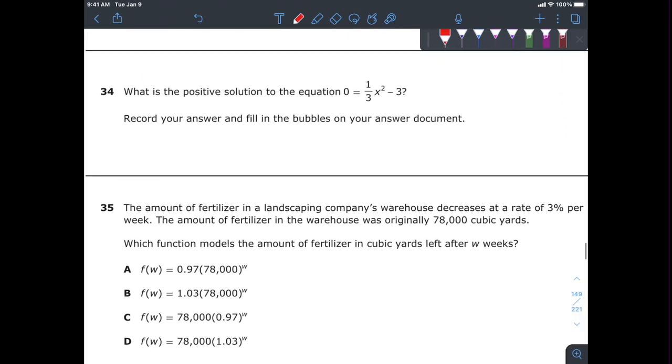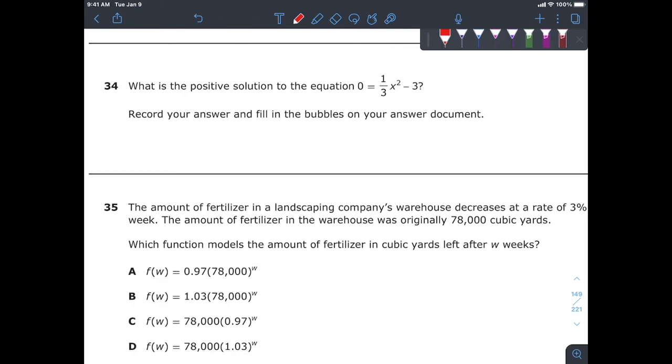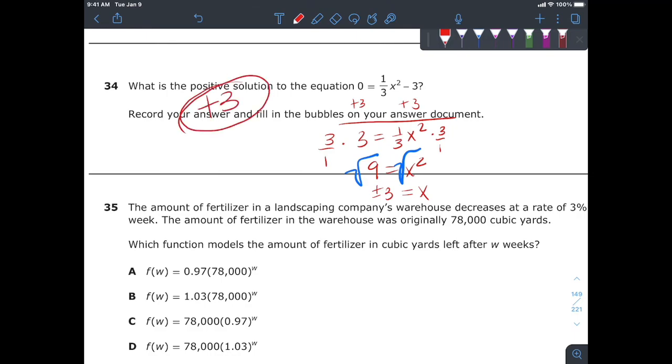Next one. What is a positive solution to the equation? So for this one, I can solve this by radicals. I could do a lot of different things, but what I'm going to do is first attempt to do this by radicals. So I'm going to move this 3 over. Now I'm going to multiply both sides by 3/1. Now it looks super simple. I'll take this square root. And I remember, wait a second, every square root has 2 answers. So my answers are +3, -3. They only want the positive one, +3.